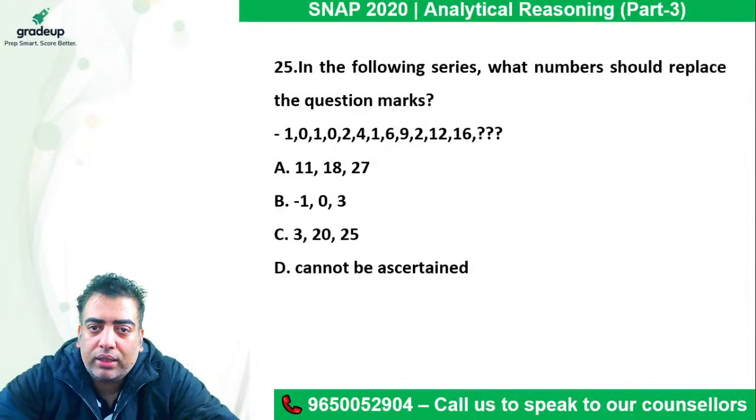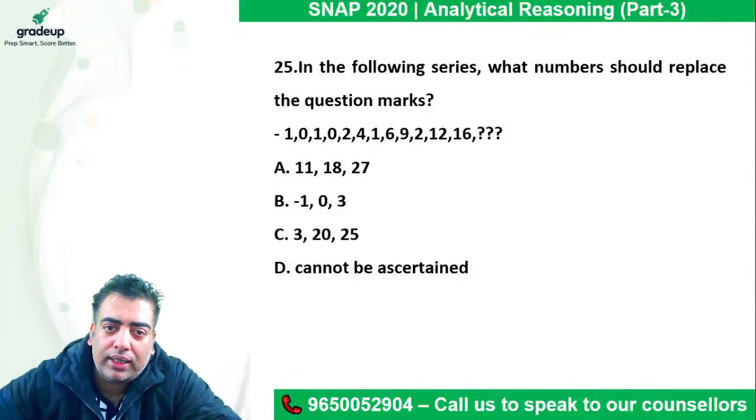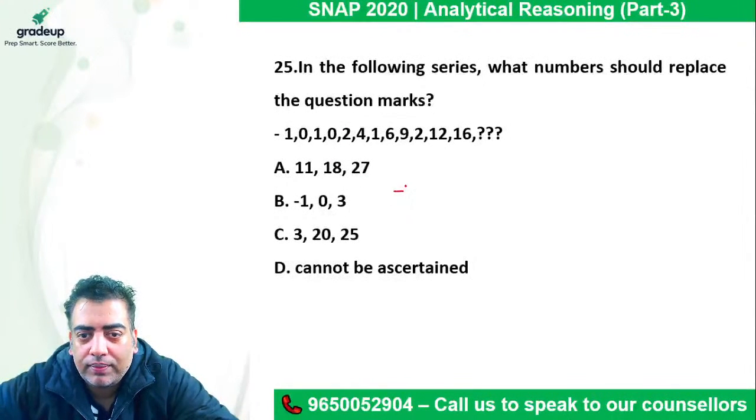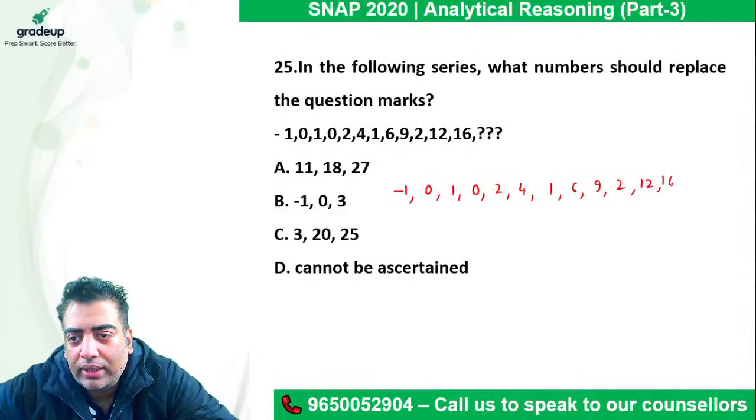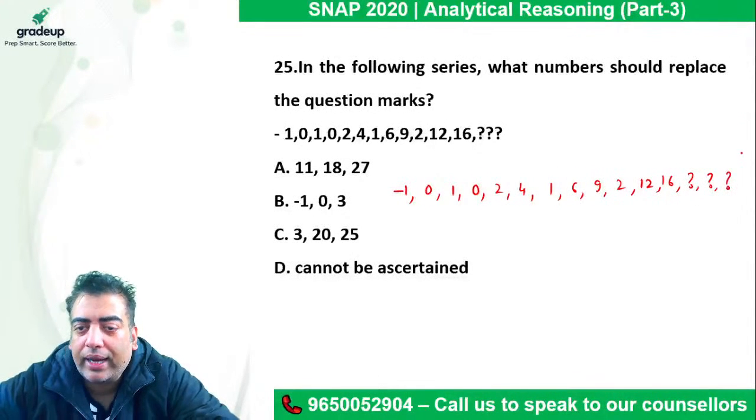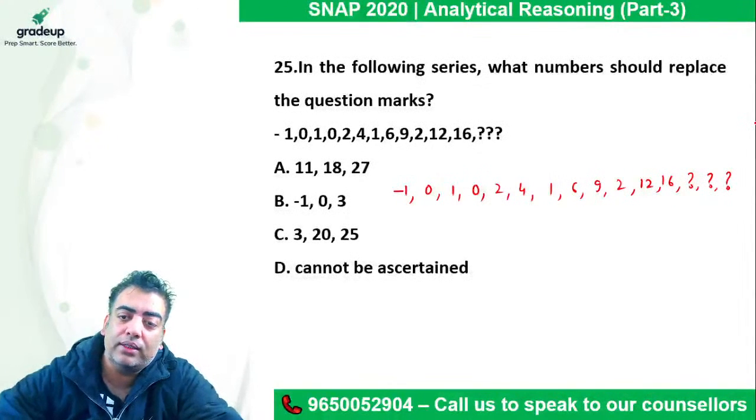Here it says, in the following series, what numbers should replace the question mark? So it's a long series. Let me write it here clearly. -1 0 1 0 2 4 1 6 9 2 12 and 16, and there are 3 question marks here, which means it can be a combination of 3 series.